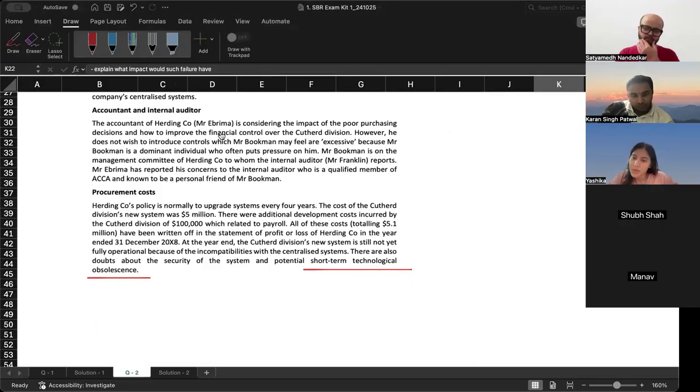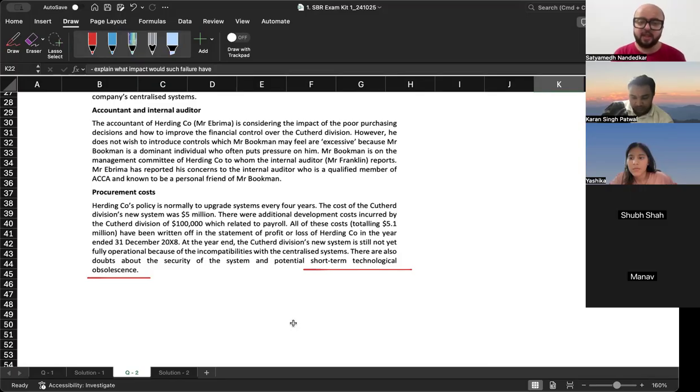So this 5 million will also not be capitalized? Cost of the Cutherd division's new system. That is exactly what will not be capitalized, no? Okay, sir. That is the cost of the new system, and we have just proven that it does not lead to future economic benefits, that there is no technical feasibility. If there is no technical feasibility, it does not lead to future economic benefits. That is why we are not capitalizing that. Right? Okay, sir.